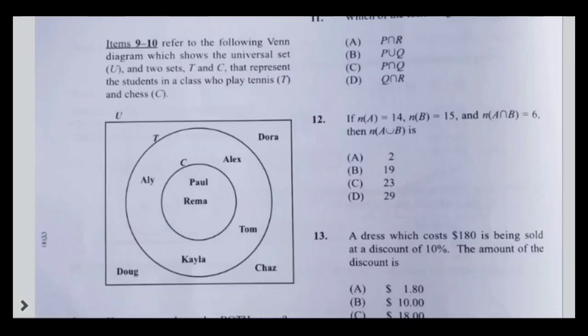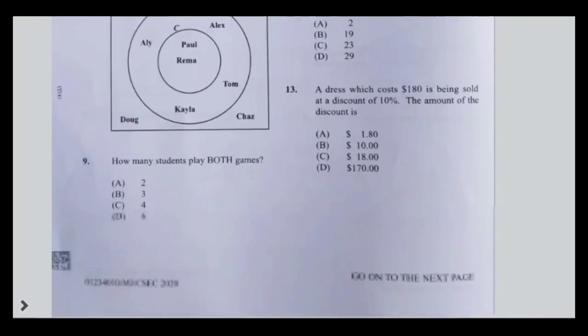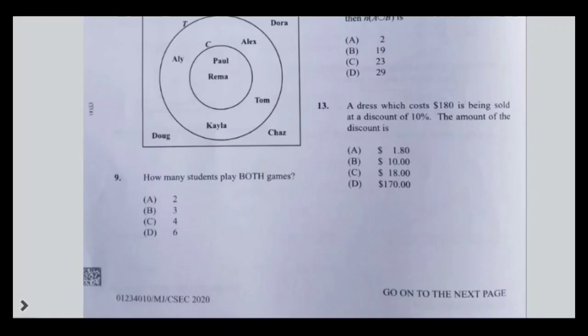Items 9 to 10 refer to the following Venn diagram, which shows the universal set U. The two sets T and C represent the students in a class who play tennis and chess. Question 9 says, how many play both games? Looking at our Venn diagram, we can clearly see that Paul and Rima are in both C, which is chess, and T, tennis. Since the C is inside of the tennis, that means that whoever is within the C plays both games. So that is Paul and Rima, which are two students. And that gives our answer as E.